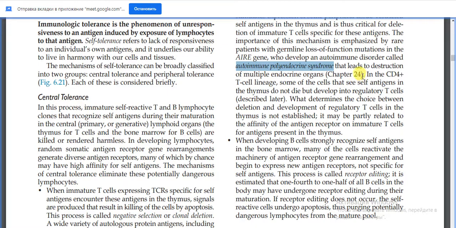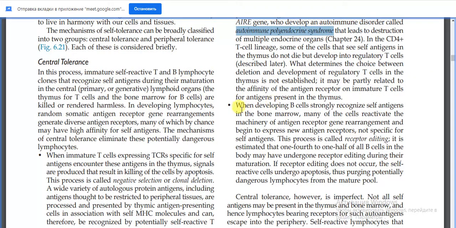In the CD4 positive T cell lineage, some of the cells that see self antigens in the thymus do not die but develop into regulatory T cells. Okay, let's continue.